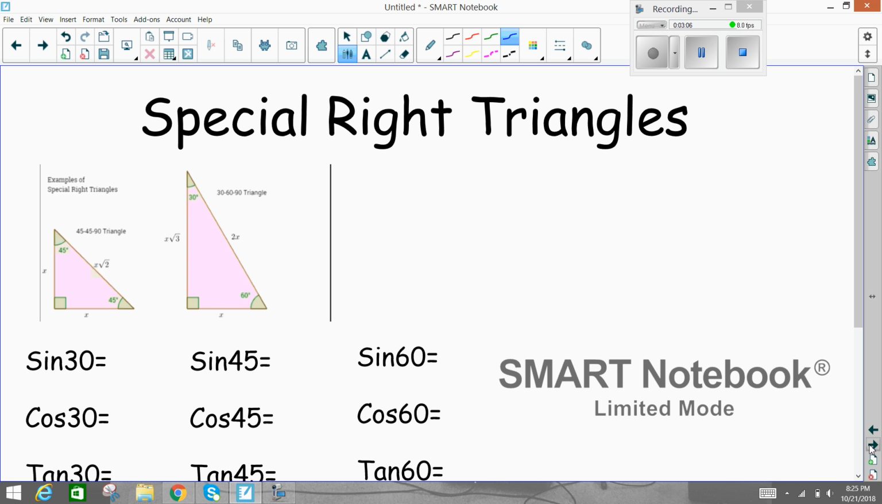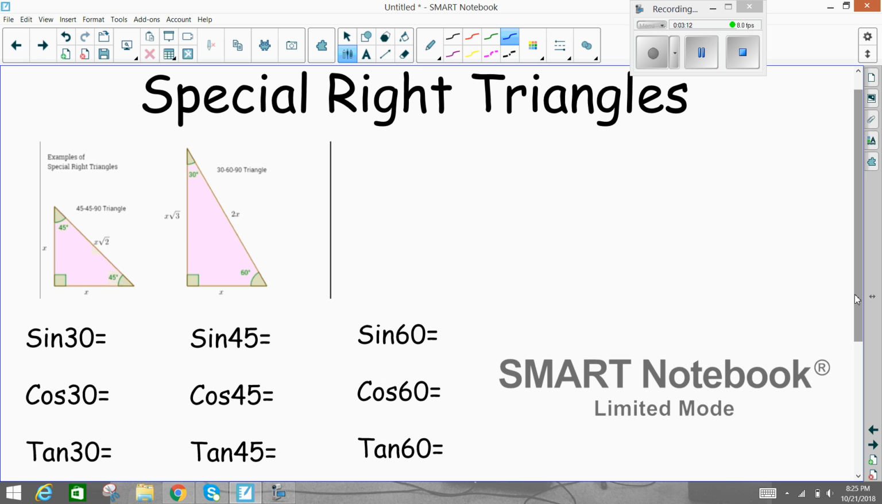Okay, the other thing that we're going to have to remember from geometry is our special right triangles. We have two special right triangles, our 45, 45, 90 triangle and our 30, 60, 90 triangle.